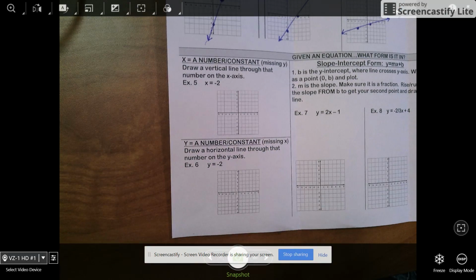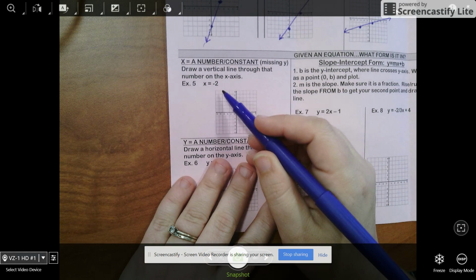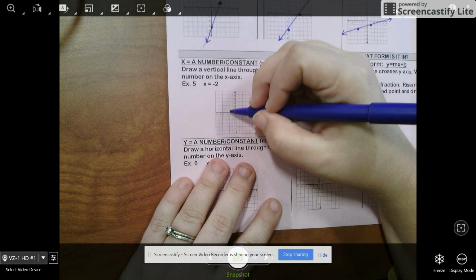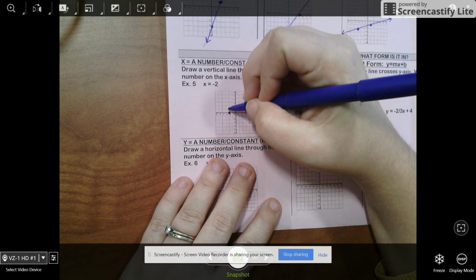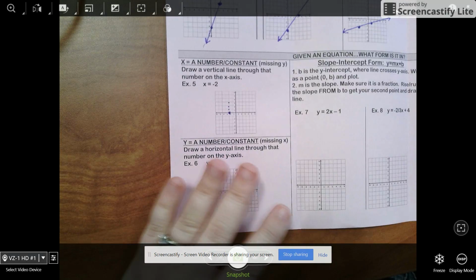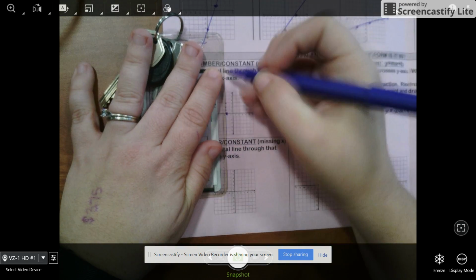Okay, so this one says x equals -2. So x equals -2 is right here. And then all the points where x is -2 fall above and below it. So this time we're going to do a vertical line, and we're going to connect it with the edge of your ID.